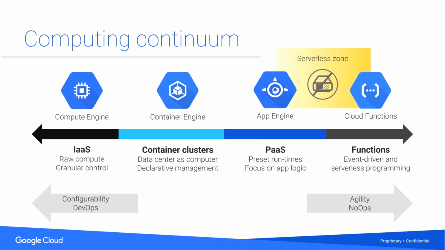And between App Engine and Cloud Functions, we have this serverless zone when it comes to compute, where the scaling happens automatically, and we don't have to think about how those applications need to scale. The operating systems, we don't have to think about patching those servers or upgrading those servers when new versions of the operating systems come out. It does this for us automatically.